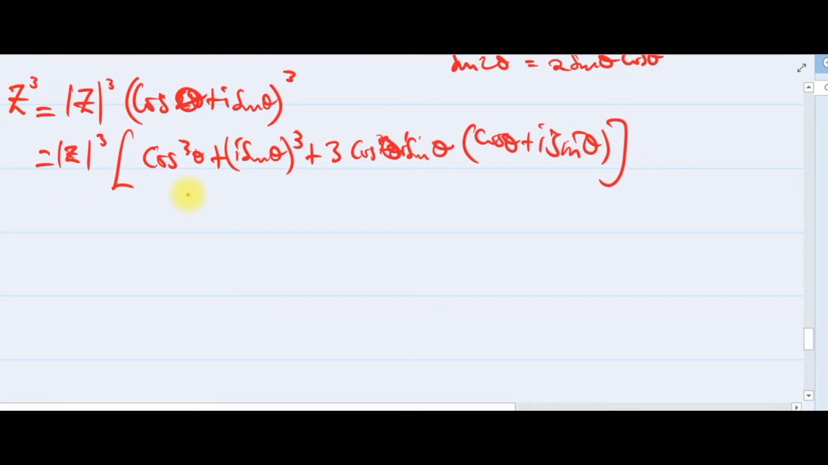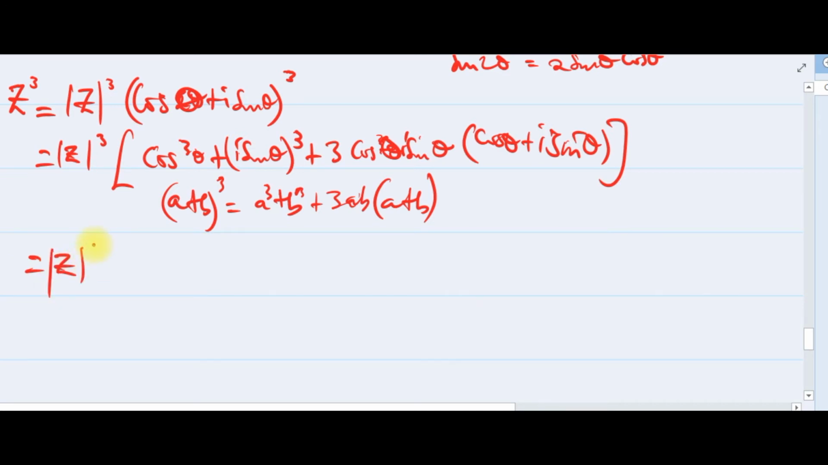If you wonder what I did, I used (a plus b) cubed is always a cubed plus b cubed plus 3ab(a plus b). It's very important. That's the formula I used here. Our a is cos theta, our b is i sine theta. So that is cos cubed theta plus (i sine theta) cubed plus 3 cos theta i sine theta (cos theta plus i sine theta). So let's continue.